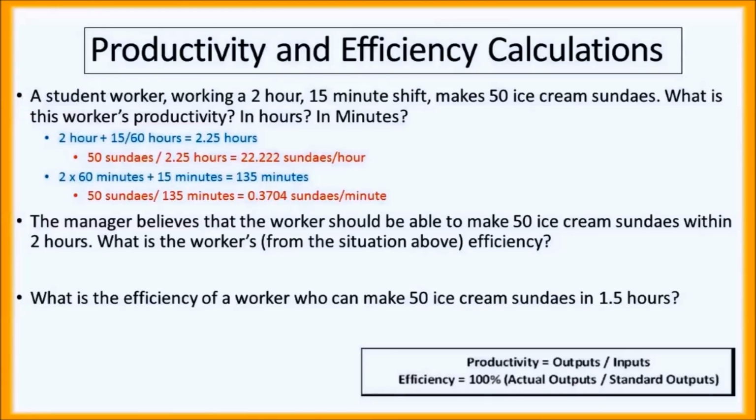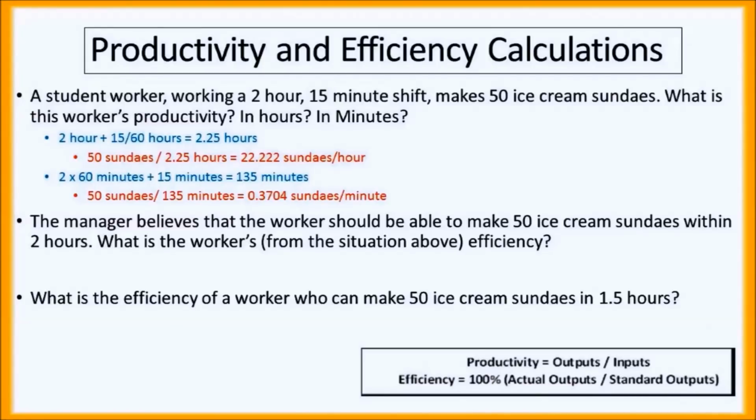Next, let's take a look at efficiency. Now, when I'm calculating efficiency problems, I like to get an indication of what my answer is going to be before I start on the calculation. So let's do that. Here's the problem statement. We have a manager who believes that a worker should be able to make 50 ice cream sundaes within 2 hours, in less than 2 hours. That's what the manager believes. And it's asking, what is the worker's efficiency based upon that manager's belief?